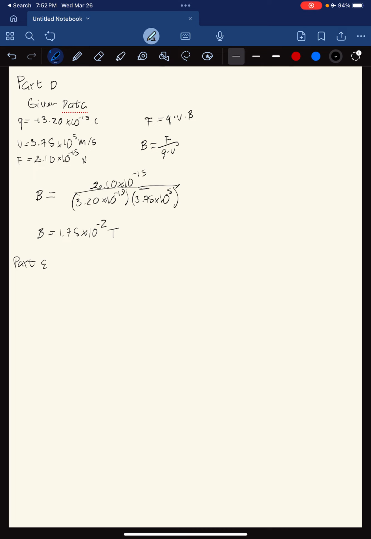So for part E, they're telling us to find the direction of the magnetic field vector B from part D. Okay. So we know the velocity is 3.75 × 10^5 meters per second. The magnetic force is 2.10 × 10^-15 newtons, and it's in the negative y direction. The charge is positive 3.20 × 10^-19 coulombs.